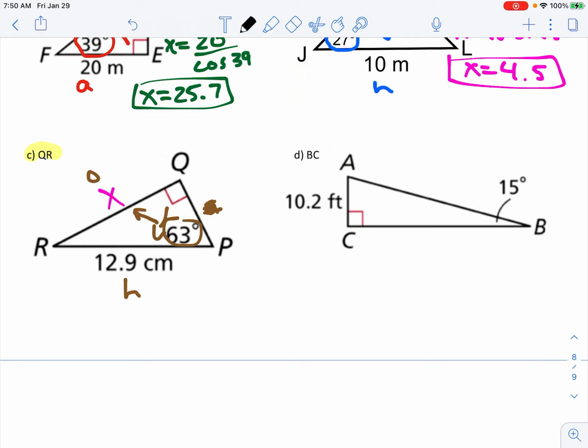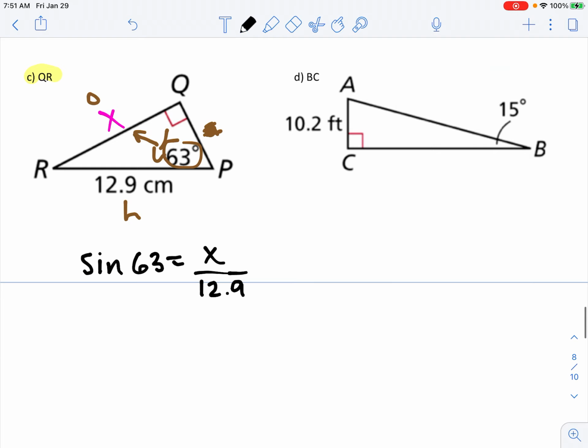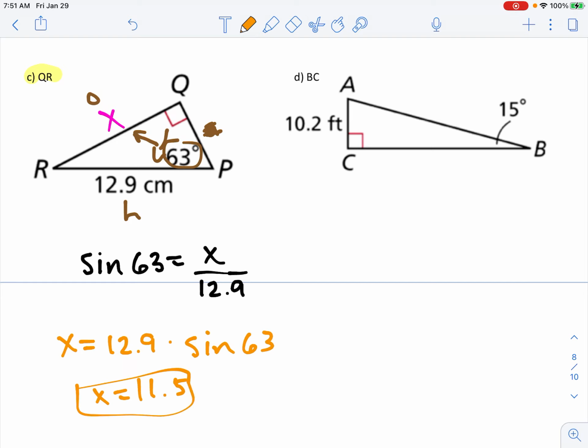I have O and H, so I'm going to use sine, so sine of the angle equals, I need opposite first, I need hypotenuse second. I notice x is on top, so this is a multiplication, so x equals number times function. Well, 12.9 times sine 63 will tell us that x will be 11.49, so I'm going to call it 11.5.